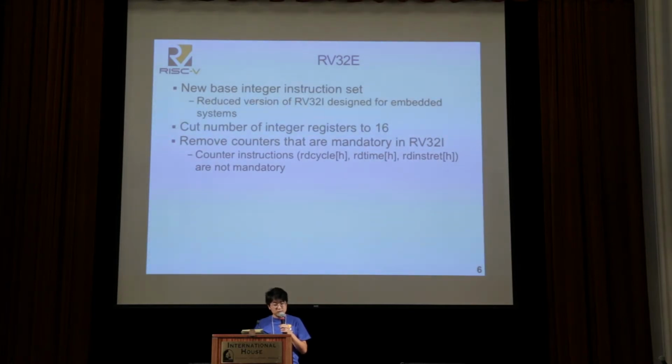We cut the number of integer registers to 16 and remove all the counters that were mandatory in RV32I. So that means you don't need to implement the read cycle and read cycle H, read time and read time H, read instruction retire H anymore; they are not mandatory. The Zscale currently doesn't have an option to deal with this, but we will add this option to turn on the RV32E base ISA.